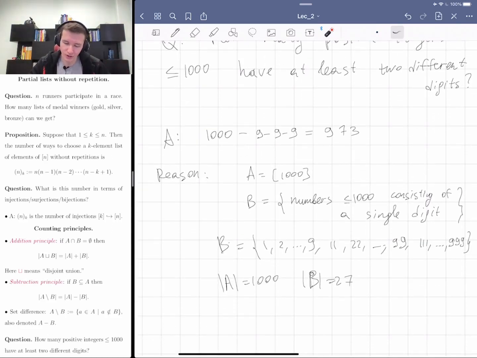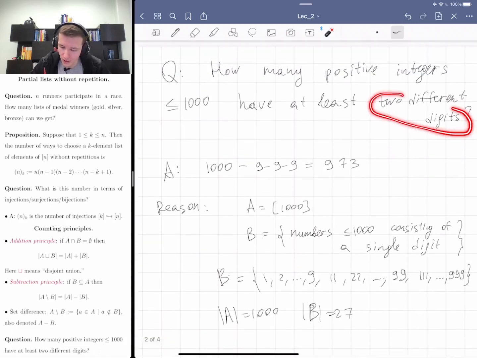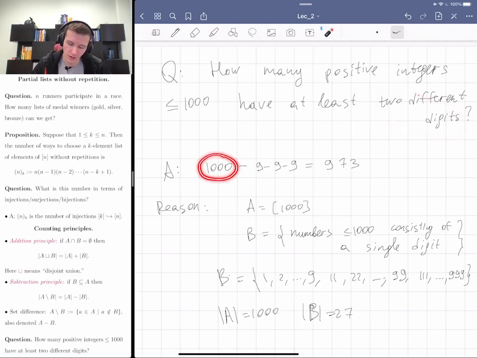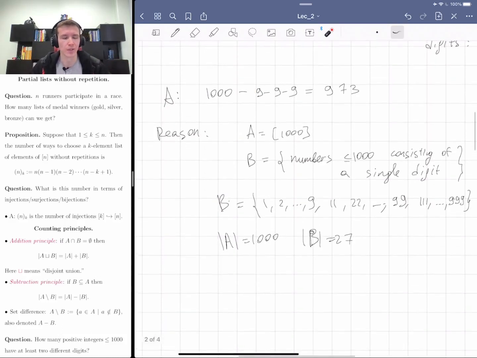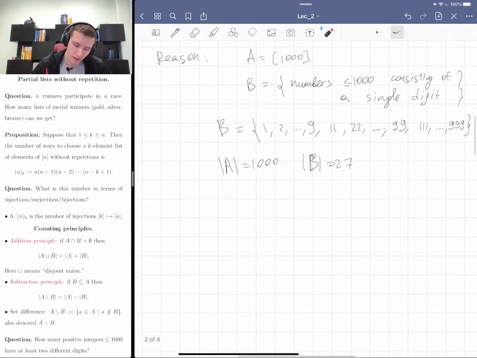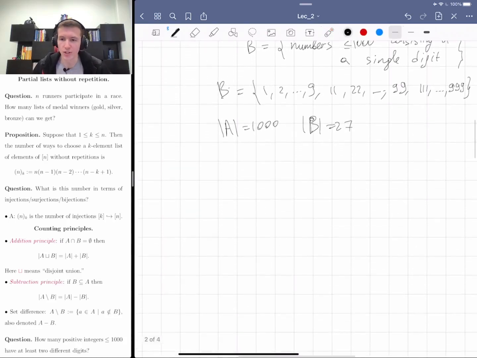You can try doing this by hand without the subtraction. Without the subtraction, it's kind of hard because you have to count two-digit numbers and then 3-digit numbers, and it's complicated. It's not completely clear how to do this, but the whole problem is made much easier by just subtracting these two. Okay, that's the trick you can use a lot in combinatorial problems. Sometimes you have to be clever and subtract. That's the moral. Any questions?